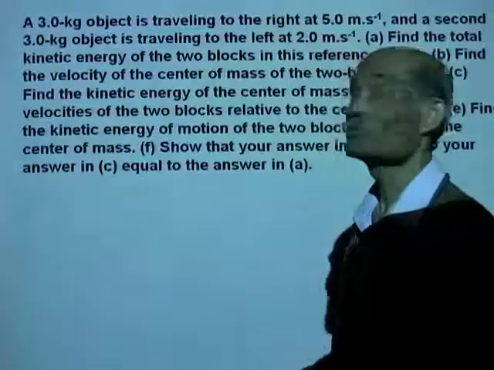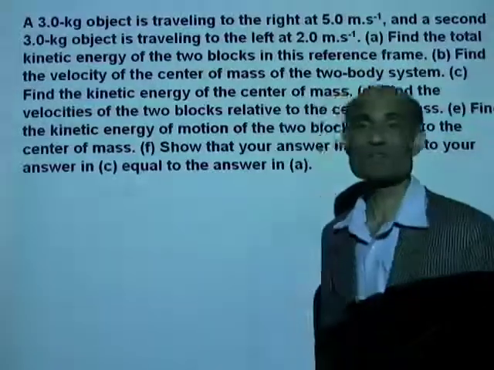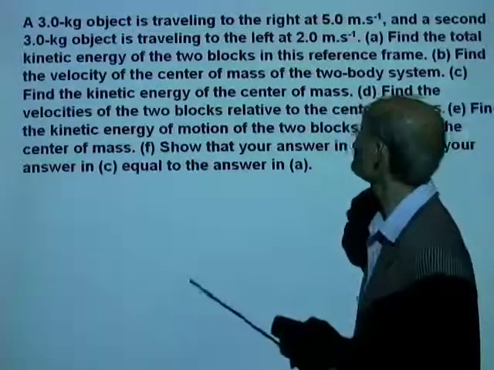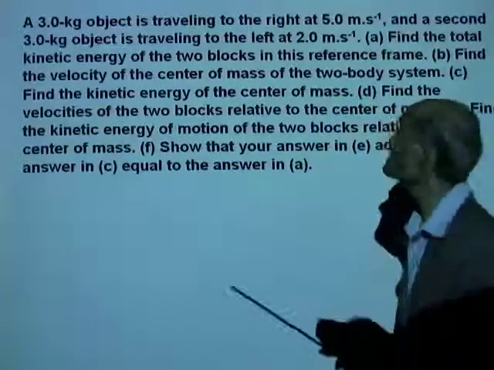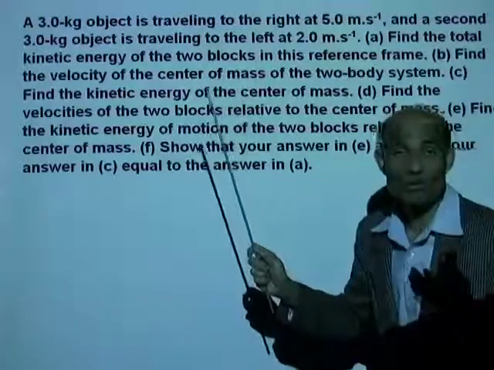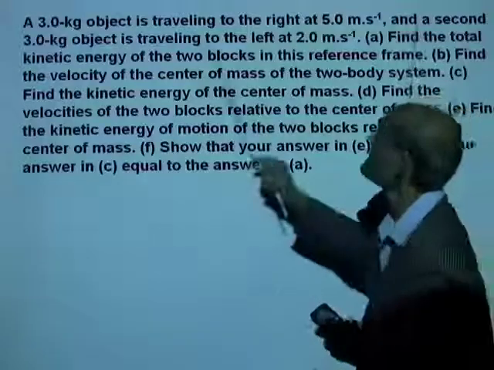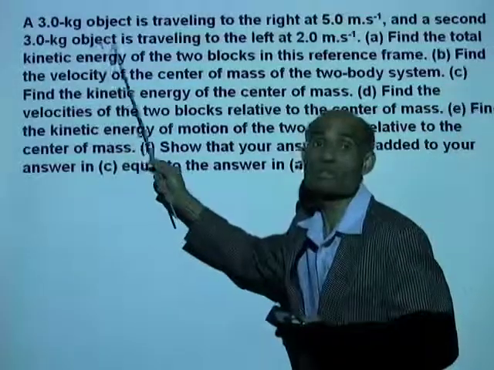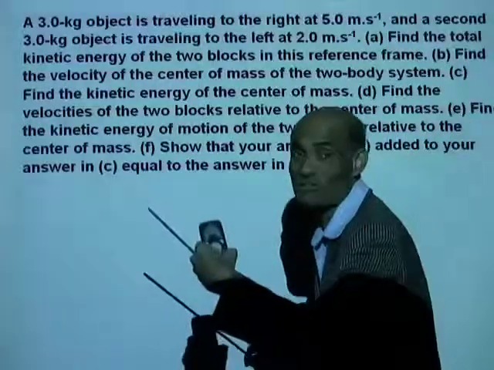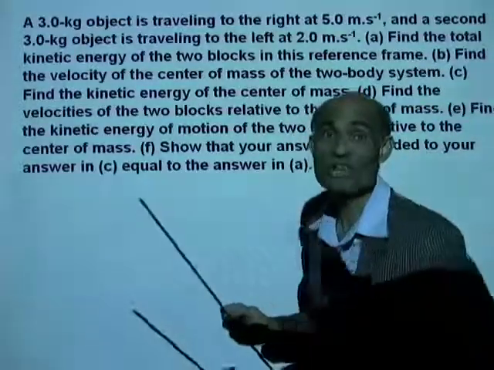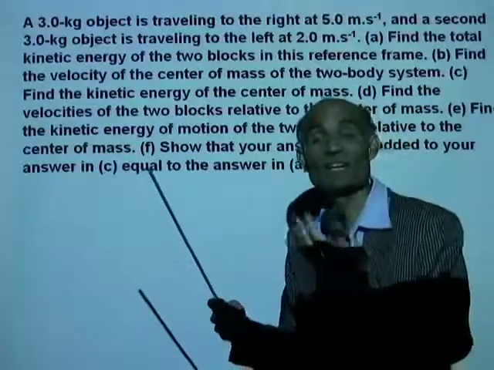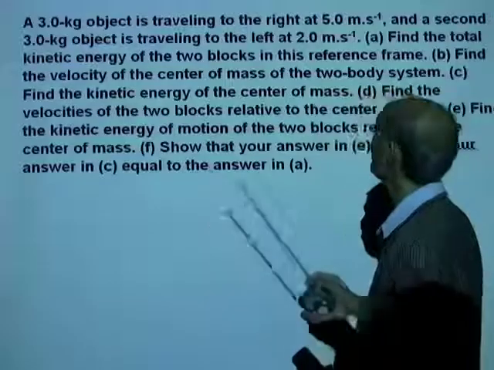Okay, let's do a problem to consolidate what we discussed so far. A 3 kilogram object is traveling to the right at 5 meters per second. Traveling to the right at 5 meters per second, the velocity is positive. And a second 3 kilogram object is traveling to the left at 2 meters per second. Traveling to the left, the velocity is negative. Always identify the direction and associate the sign, positive or negative.